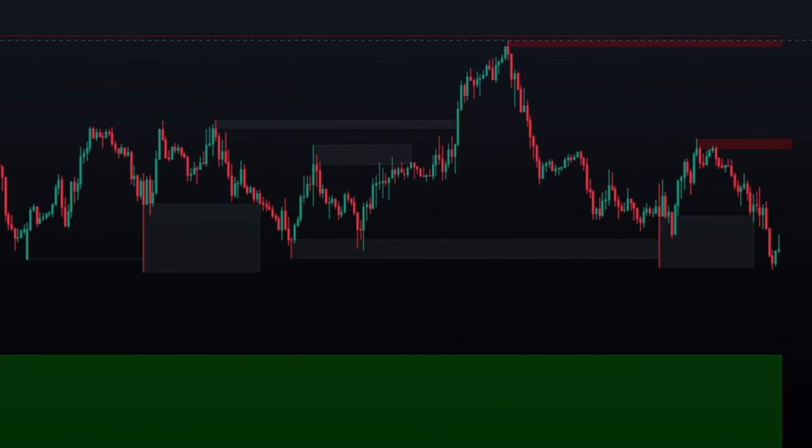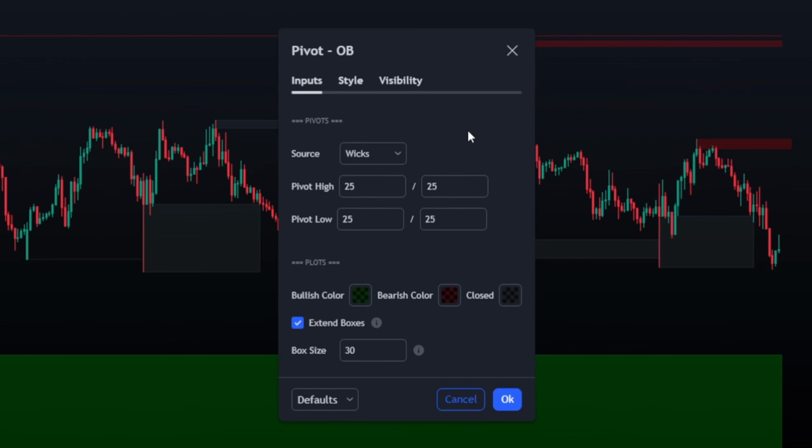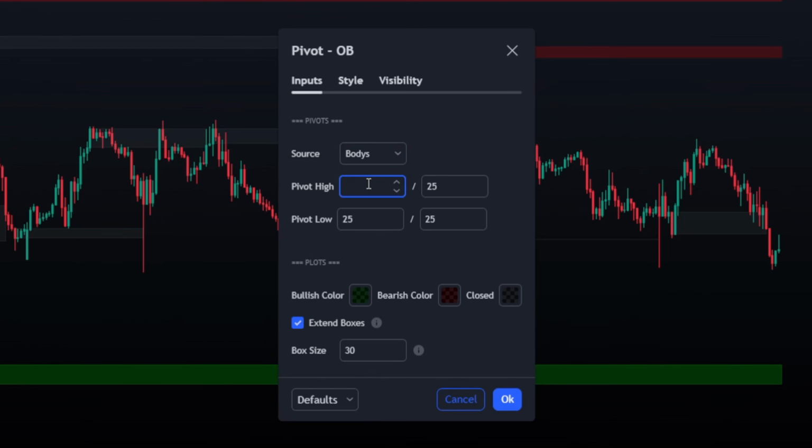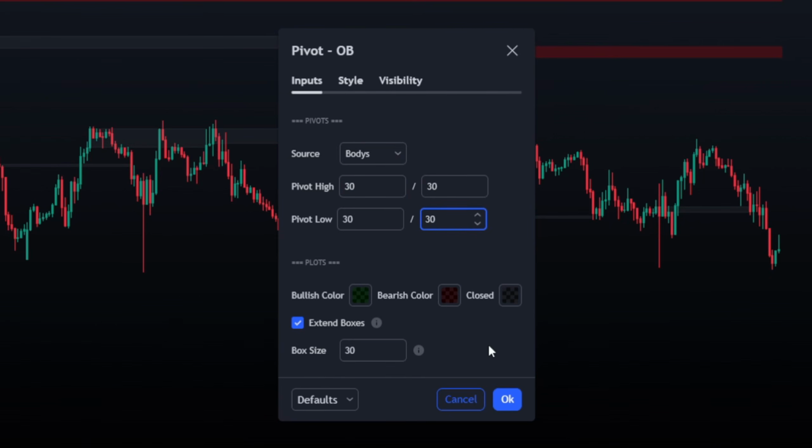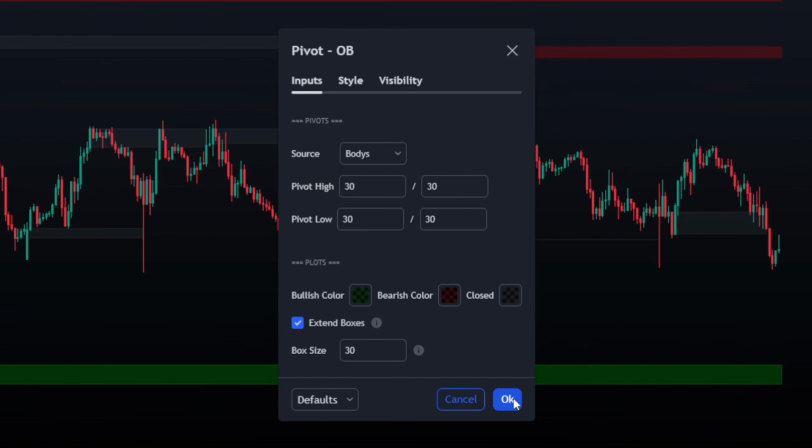Now that we've added the first indicator to our chart, let's quickly go over its settings and make some changes. In the Input section, change the wick setting to body and set the box sizes to 30. You don't need to make many changes in the Style section. After these adjustments, click OK to proceed.